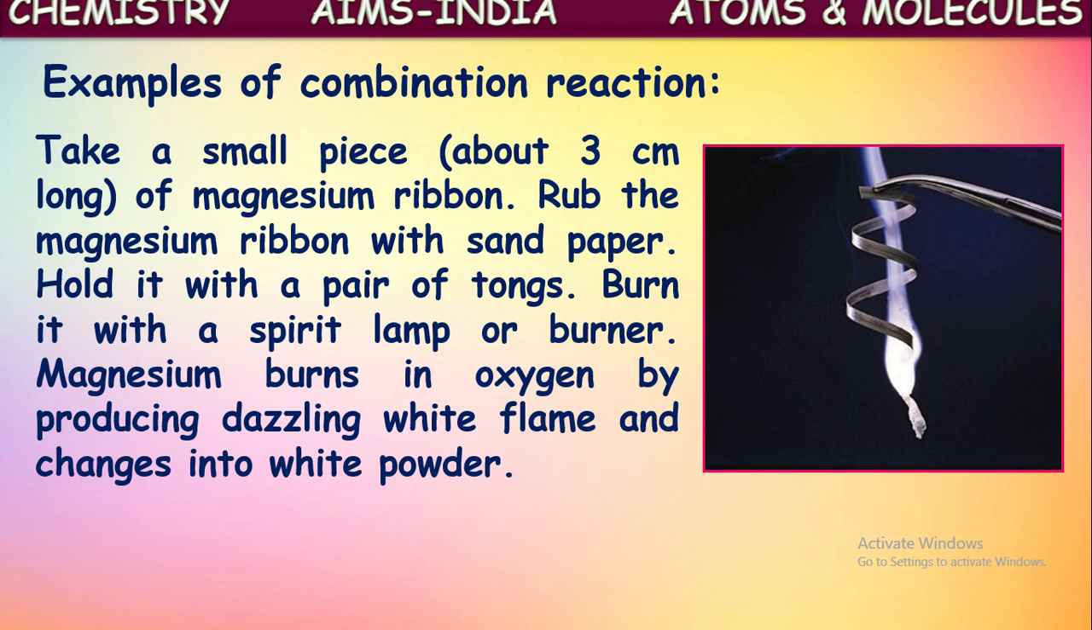First we have to take a small piece of magnesium ribbon and rub it with sandpaper, because there might be some impurities on the surface of magnesium. To remove them, we rub it with sandpaper, and then we hold this magnesium ribbon with a pair of tongs. Then we burn this magnesium ribbon on the spirit lamp or burner. Then the magnesium burns in the presence of oxygen with a dazzling white flame, and forms a white powder. This white powder is magnesium oxide.